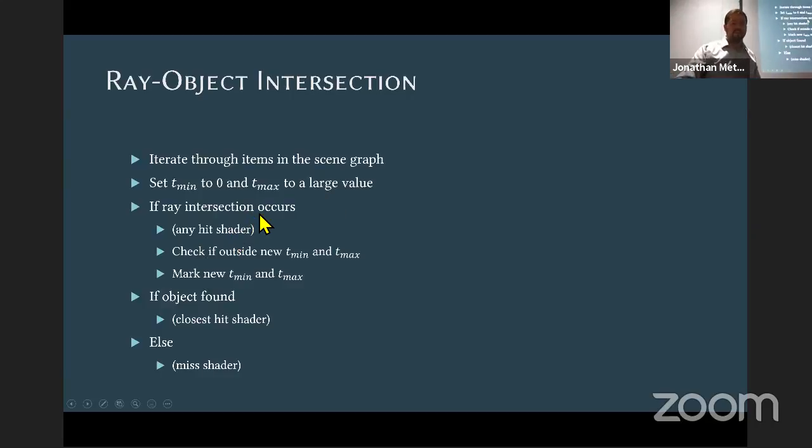And if a ray intersection occurs, then we can call our any hit shader. It's like, hey, we hit something. And then we can check to see if it's outside our new Tmin and Tmax. We'll mark our new Tmin and Tmax because we'd like to keep track of what our current interval is. If at the end of this, when we're done iterating, we found an object, we can call our closest hit shader. So this is where we'll do all our expensive lighting calculations. Otherwise, we'll call the miss shader. So this is a general way of doing your basic ray casting. Ray casting is where you basically just give me the closest object and then we'll start shading at a later point.